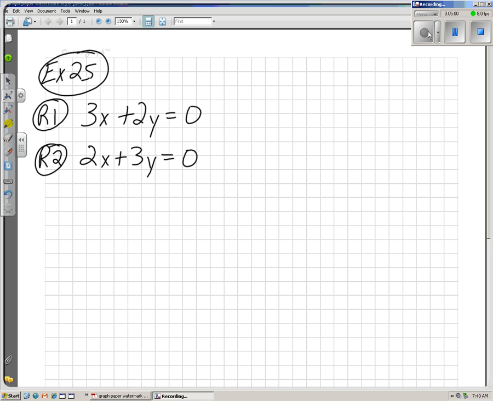I'm going to call them row 1 and row 2 like I told you about. I'm going to eliminate the x's. You can eliminate the x's or the y's. I choose to eliminate the x's.